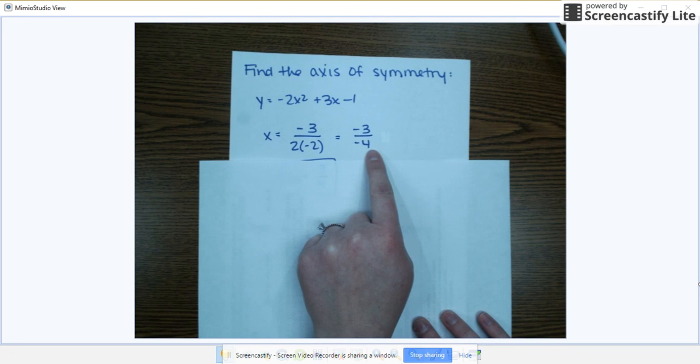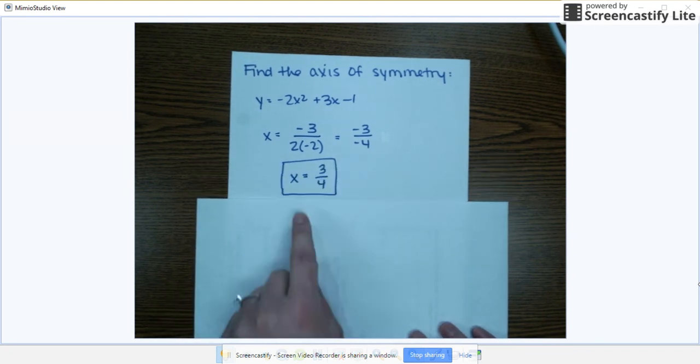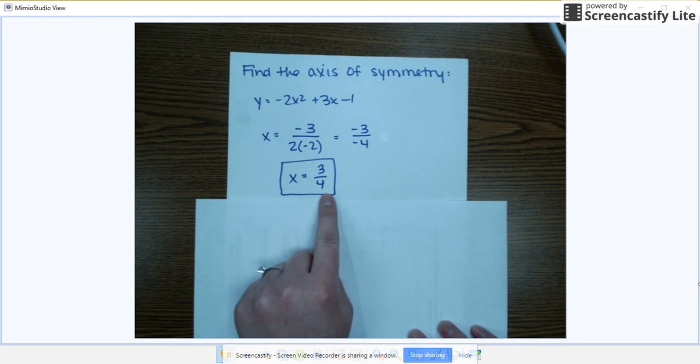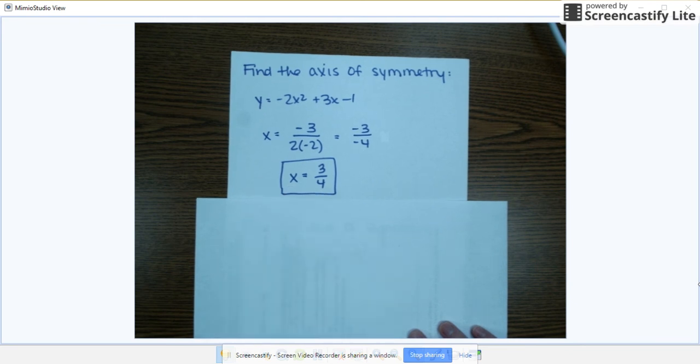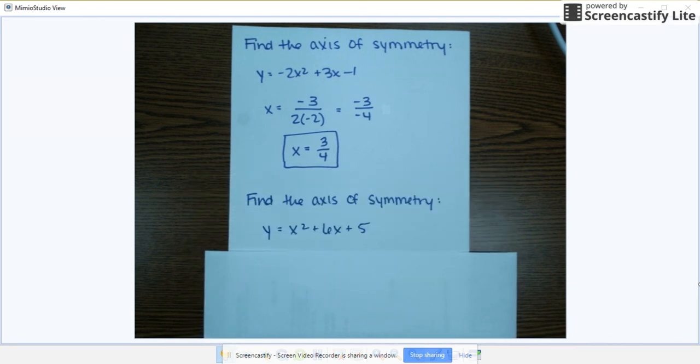Simplifying this, we get -3 over -4. And then we write our axis of symmetry always as an equation. So x equals +3/4 would be our axis of symmetry. And lastly, I'd like you guys to find the axis of symmetry for that equation.